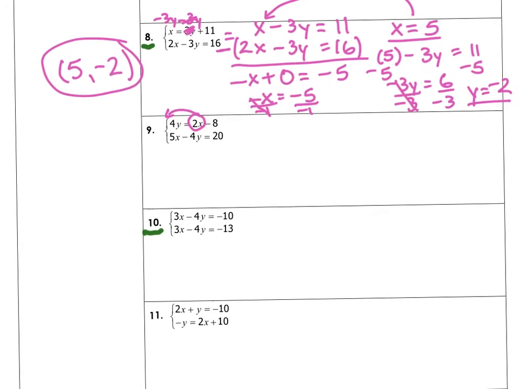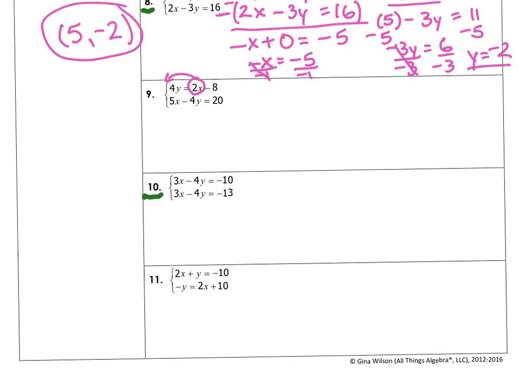If we look at number 10, you see how weird this is. This is actually weird in and of itself because I have x's with the same coefficient, and then I have y's with the same coefficient. And they all have the same sign. So because, once again, these all have the same sign, 3 and 3 are both positive, 4 and 4 are both negative, I'm going to subtract. Same sign means subtract.